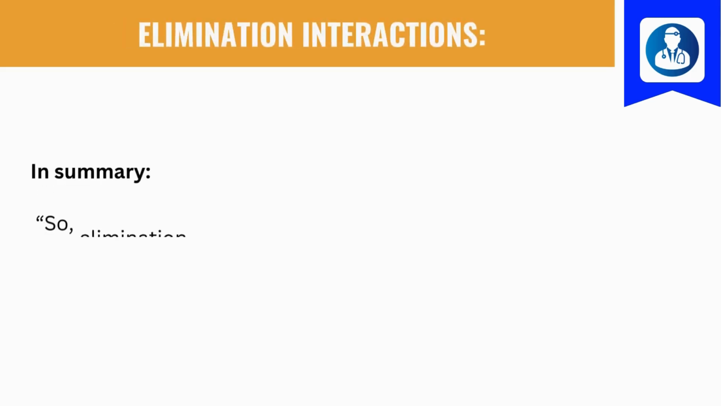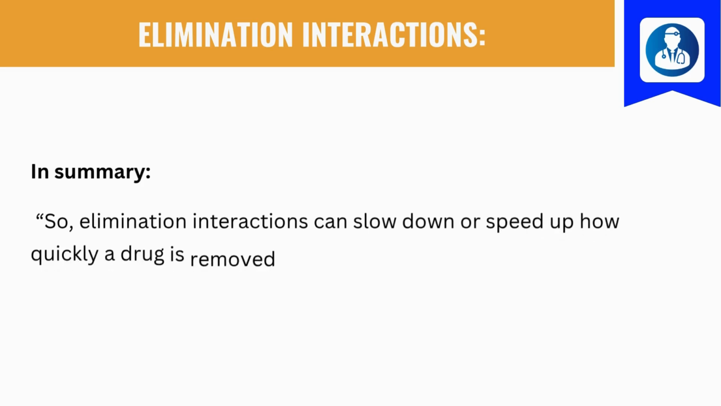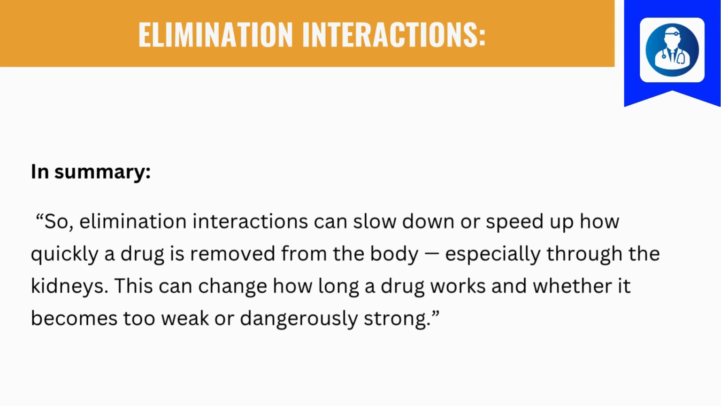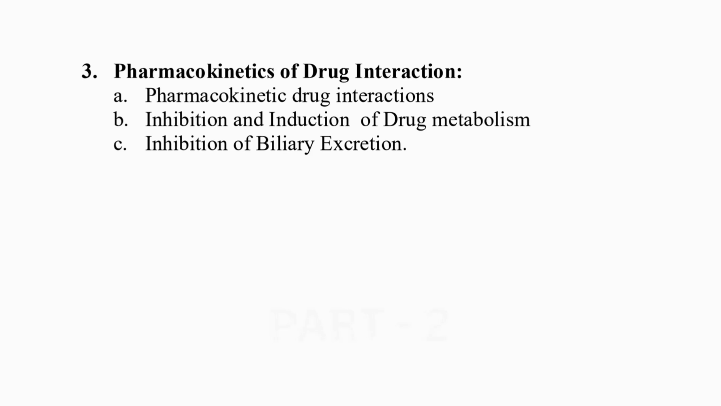In summary, elimination interactions can slow down or speed up how quickly a drug is removed from the body, especially through the kidneys. This can change how long a drug works and whether it becomes too weak or dangerously strong. That concludes the first part of our chapter.